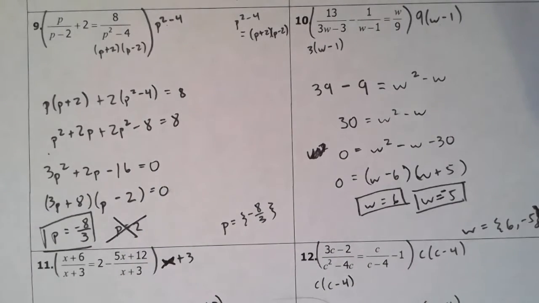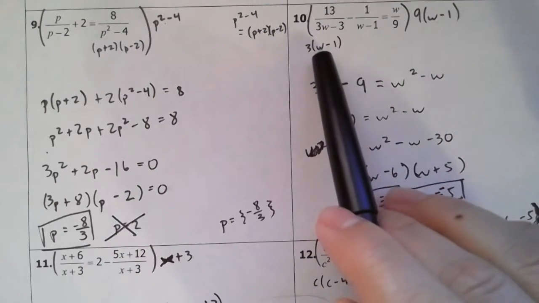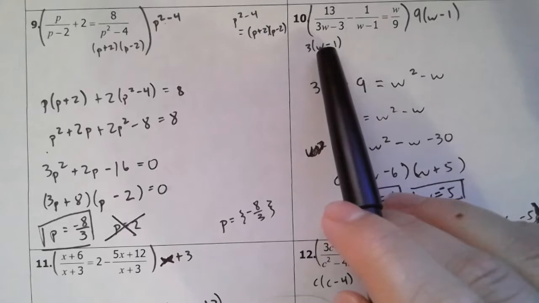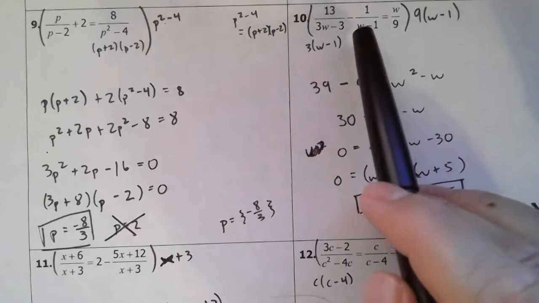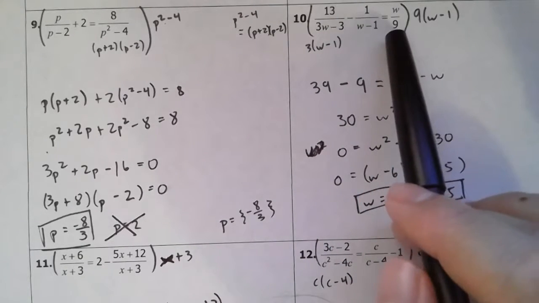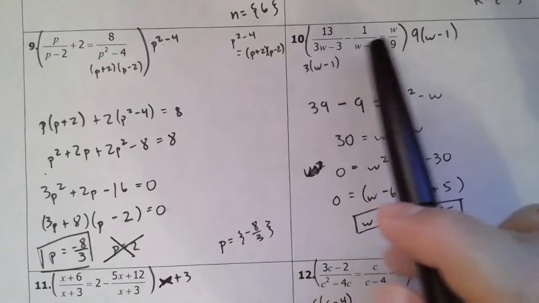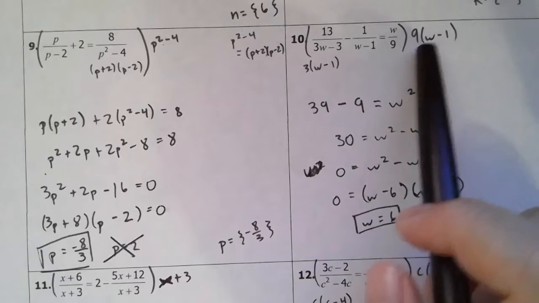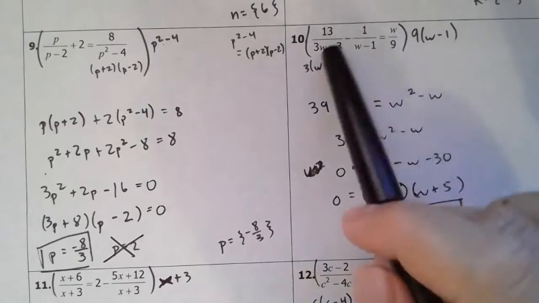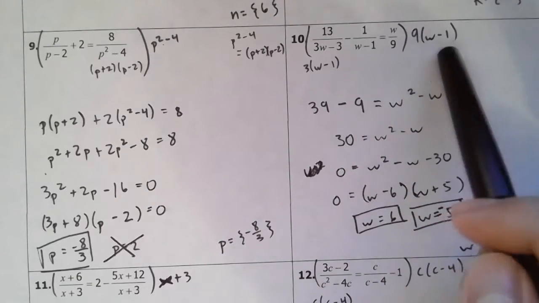For number 10, I have 3w minus 3 here. I can look at it as 3 times w minus 1. I have w minus 1 here, and I have 9 here. So what would be that least common denominator between all three? It would have to be 9 times w minus 1. So I multiply all three terms by the least common denominator.